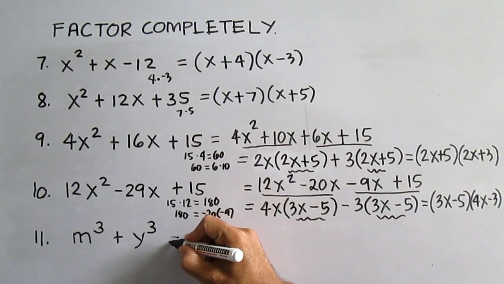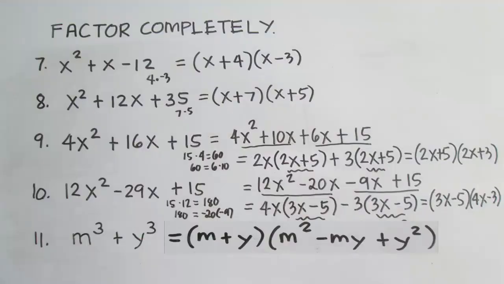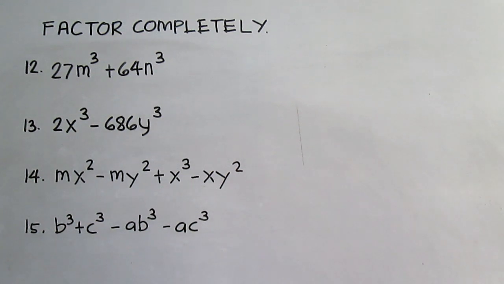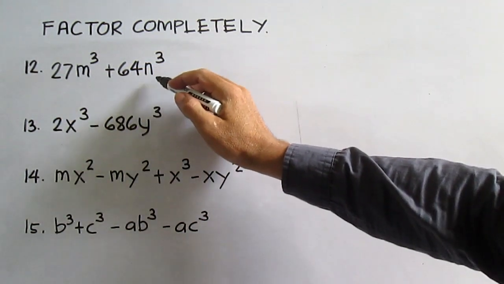This is equal to the sum of the base. Using the first factor, square the first term, then write the opposite of the product of the first term and second term, then square the second term. Number 12 is also a polynomial of the form sum of two cubes.